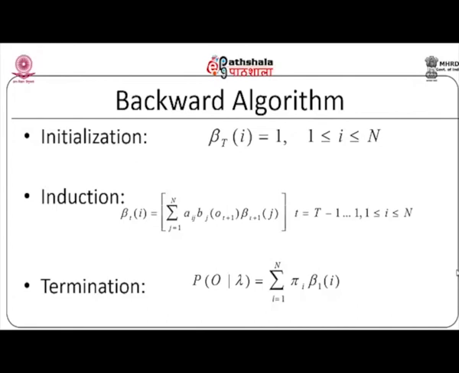For finding t you have to take t plus 1. Remember previously we used to find t by taking all the states from t minus 1. Here, to find t you are taking all the states from t plus 1. So, the termination condition is what is the probability of the observation sequence given the model, which is given by this.